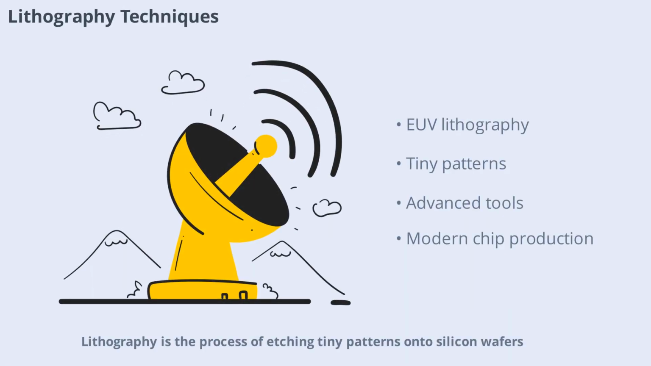Lithography is the process of etching tiny patterns onto silicon wafers. As nodes shrink, advanced lithography tools like extreme ultraviolet (EUV) become essential. These techniques allow manufacturers to create features just a few nanometers wide, pushing the boundaries of what's possible. Lithography is a cornerstone of modern chip production, enabling the industry to keep pace with Moore's Law.